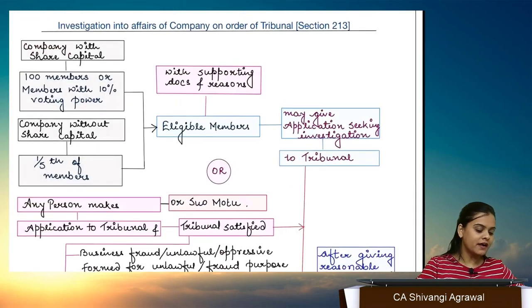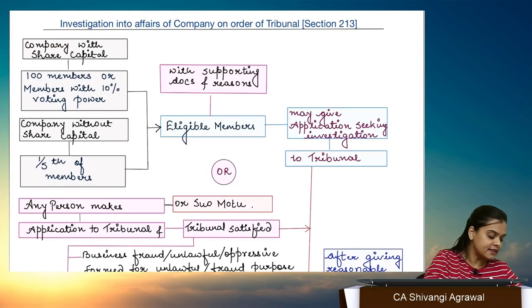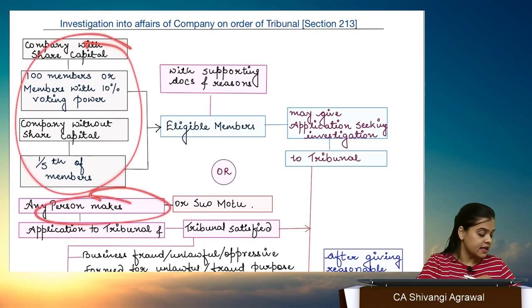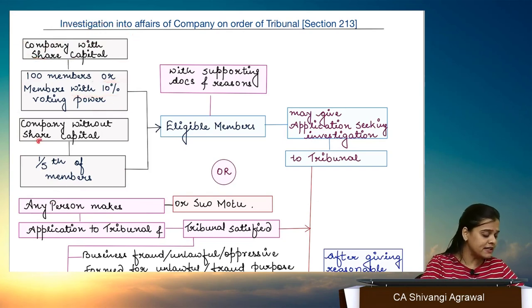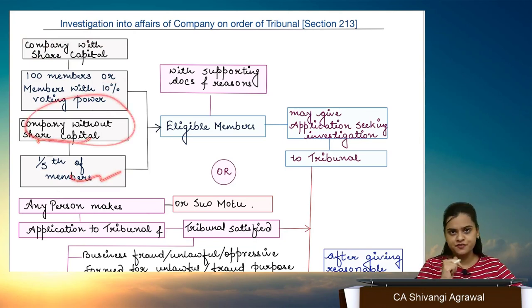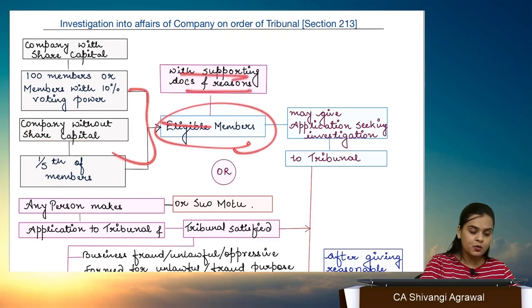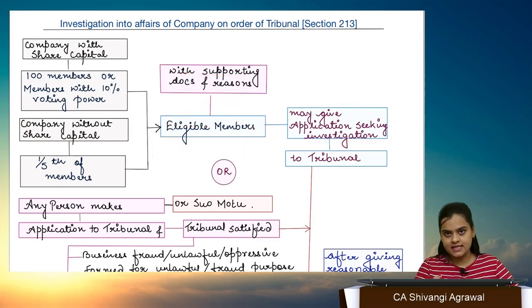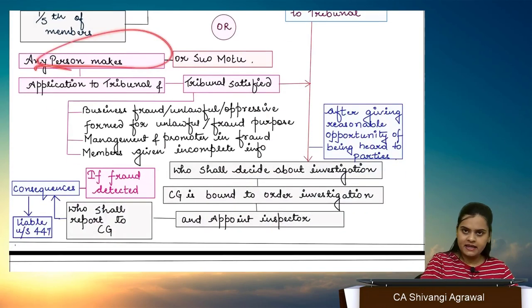Now, section 213: who can make an application to NCLT? Either the members or any person. Which members? If the company has share capital, then at least 100 members or members with 10% voting power. If the company doesn't have share capital, then 1/5 of the members. They become the eligible members, and with supporting documents and reasons they can make an application seeking investigation to the tribunal.